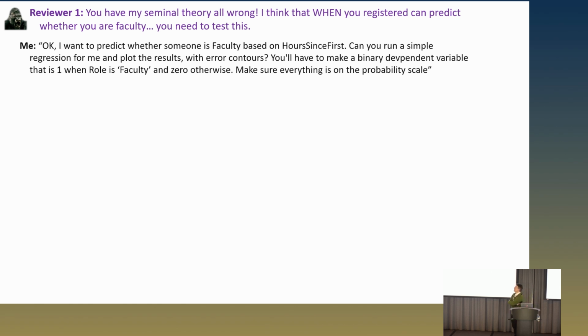So I asked them, okay, look, I want to predict whether someone is faculty based on the hours since the first person signed up. Can you run a simple regression and plot the results with error contours? And this is the important part. You'll have to make a binary dependent variable that's 1 when the role is faculty and 0 otherwise. I already created this for you. I just gave it one question and said, do all of this. Create the new dependent variable, figure out how to do a regression when you have a binary dependent variable, and basically replicate everything that you did and visualize it.